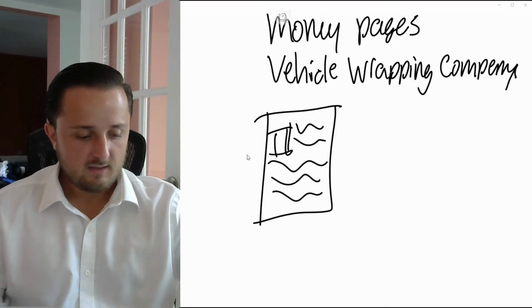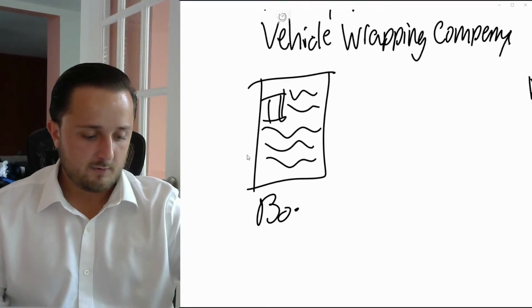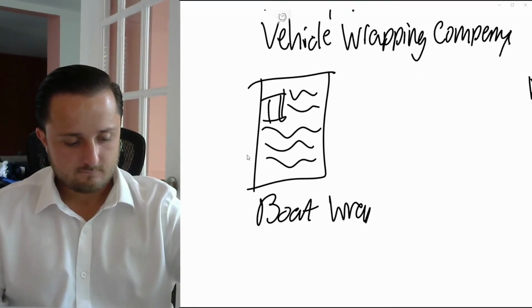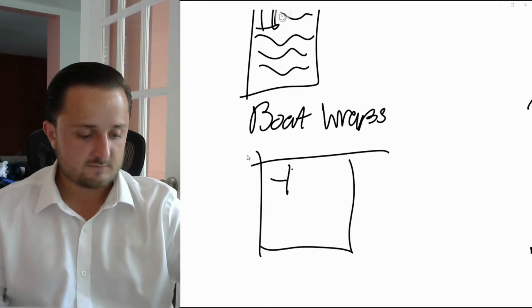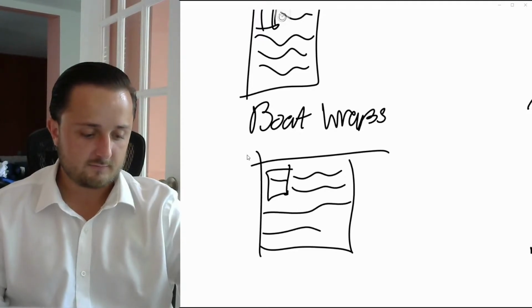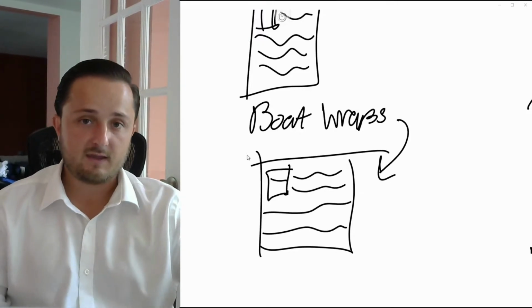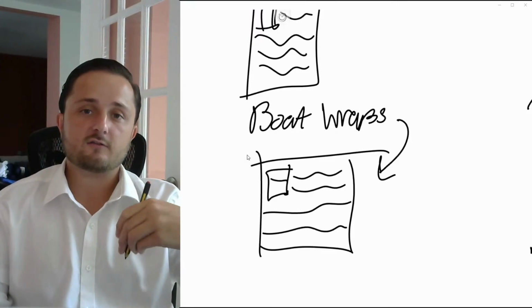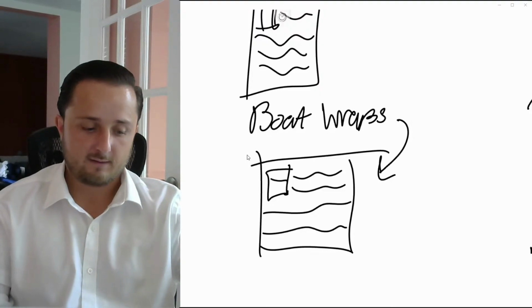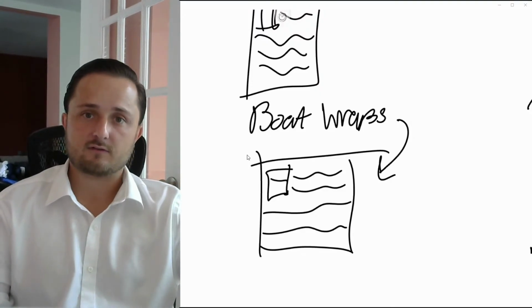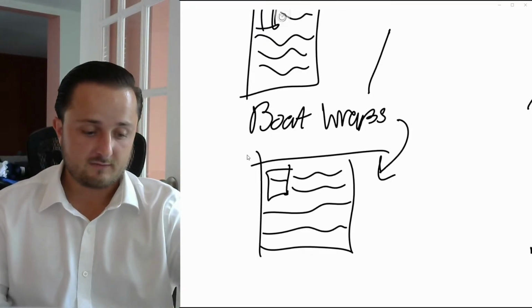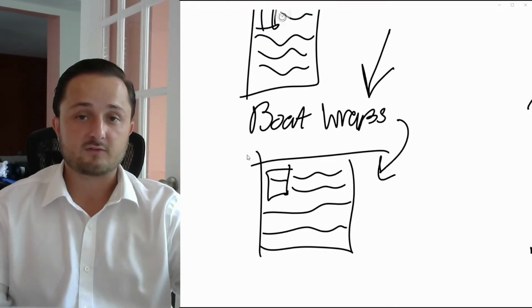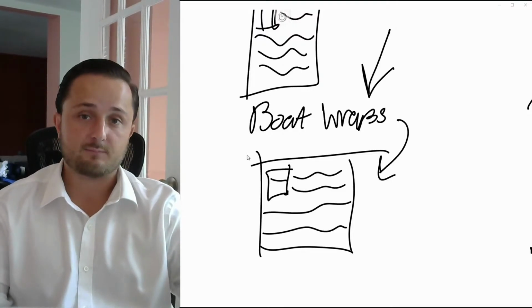So let's say you wanted to get into boat wraps as an example. So then what you would do is you would create this money page specifically for boat wraps. So this money page is to target anybody searching in Google for boat wraps. So we would have to go do a little bit of keyword research. Okay, how do people actually search for this service? Is it a very simple search? Like they literally will type into Google boat wraps or boat wrapping company or boat wraps near me. Okay, we figure that out.